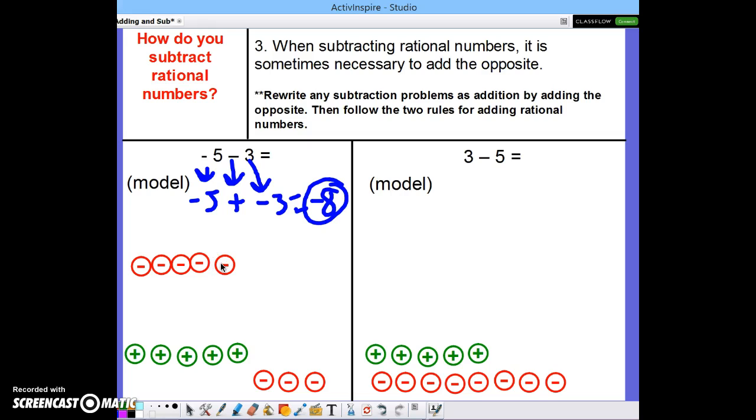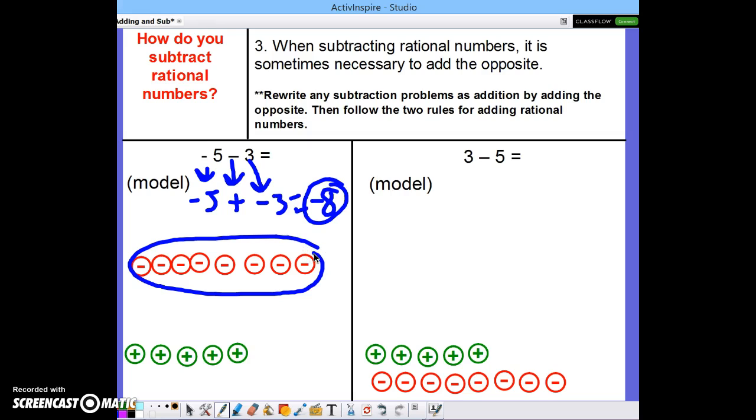So that's modeled by doing our 1, 2, 3, 4, 5 negatives. And again, the original problem said to take away 3 positives. I didn't have 3 positives. So instead of taking away 3 positives, I'm going to add 3 negatives. Your answer is your total number of counters. Let's try that on our next example.